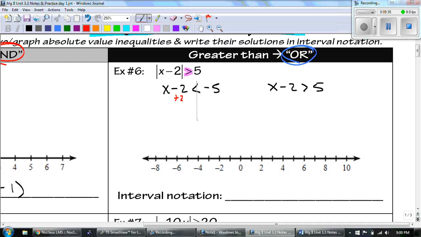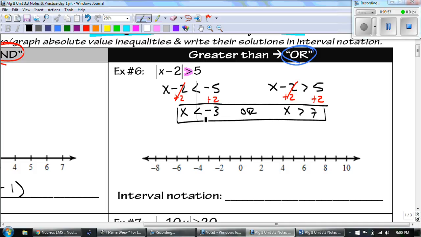So we add 2 to both sides, and we get x is less than -3. And then on the other side, we're going to add 2 to the other side, and we get x is greater than 7. So there's my or. X is less than -3, or x is greater than 7.